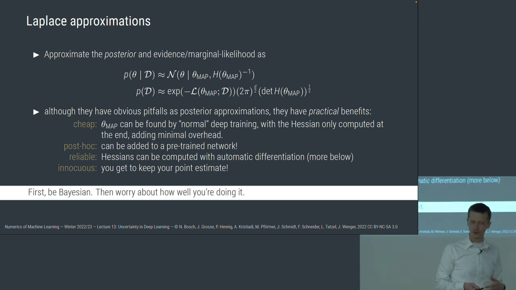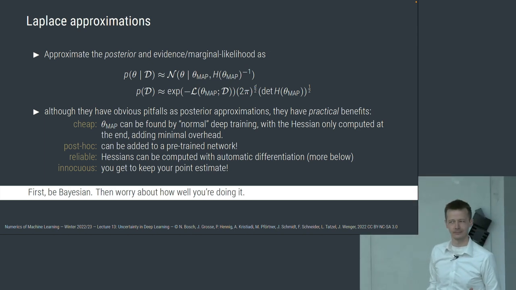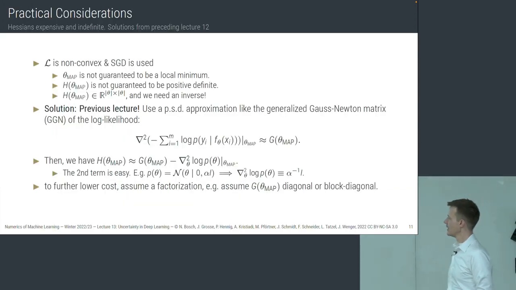There are, of course, also some downsides. Can someone guess what they are? First of all, the Hessian is expensive. The Hessian is expensive, yes. And that's kind of the main problem, right? In fact, the problems are pretty much the same that Lukas Tatzel had on his slide last week. So I basically copied them down again and just rephrased them a bit.